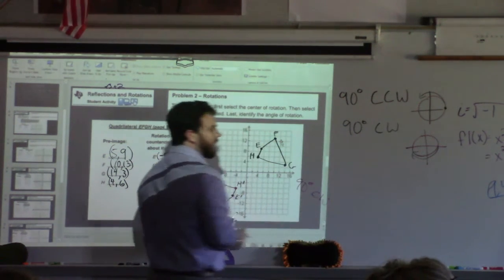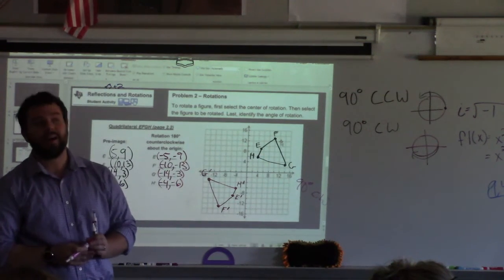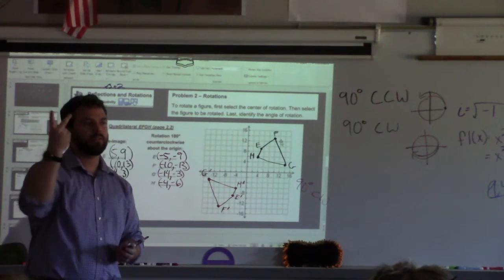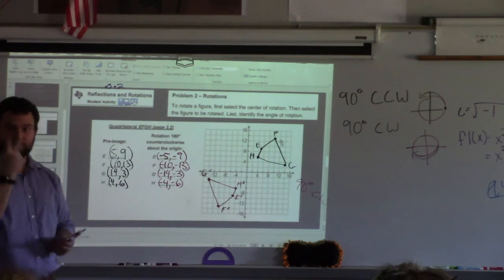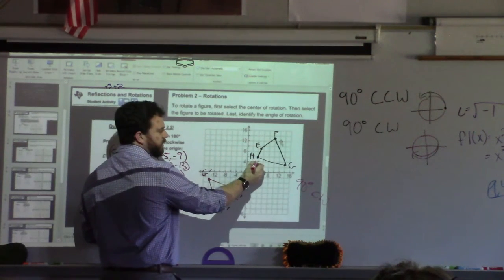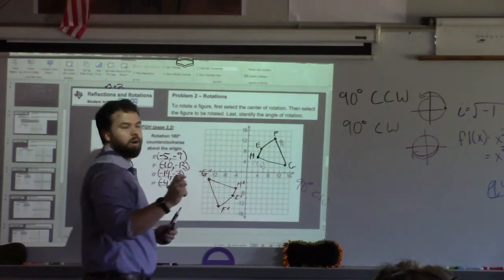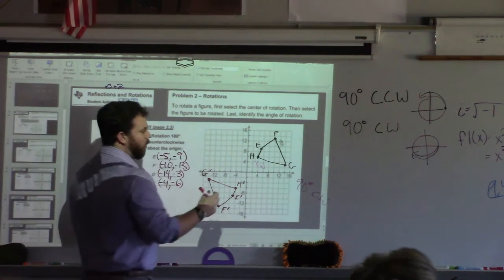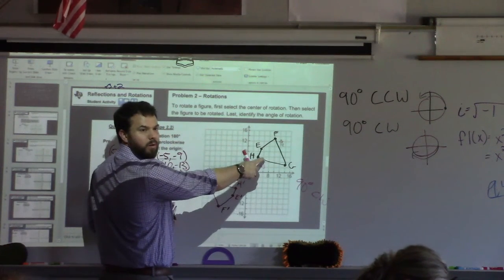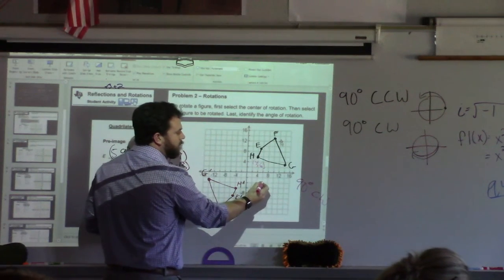So if I were to go 90 degrees clockwise, have we done 90 degrees clockwise here? No. We have not. However, we know that the X and Y are going to have to swap. They're going to have to switch orders. So if this right here is 4, 6, when I rotate it clockwise, it's going to have to be 6, 4. So I'm going to go to the right 6, and then am I going to go up 4? Down. I have to go down 4? Yes.